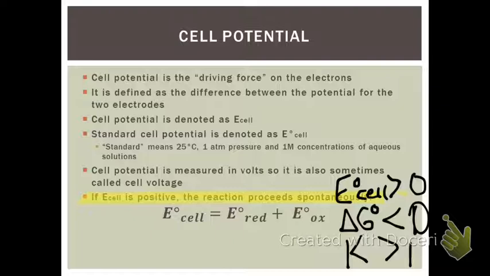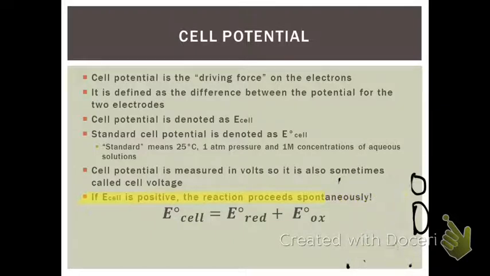Now, this is how you're going to calculate the cell potential. It's a very simple formula. The cell potential is equal to the reduction potential plus the oxidation potential. Now, as simple as this formula is, it really confuses students.